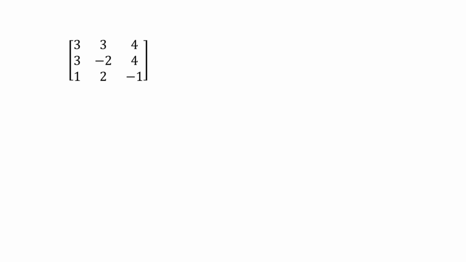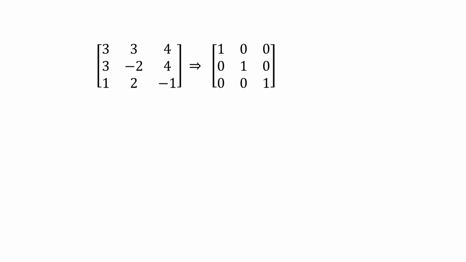Our aim is to reduce this matrix into the identity matrix where diagonals will be 1 and all the other elements will be 0. To do that, we'll start by making this element as 1, making these elements as zeros using R1, followed by making these elements as zeros using C1.